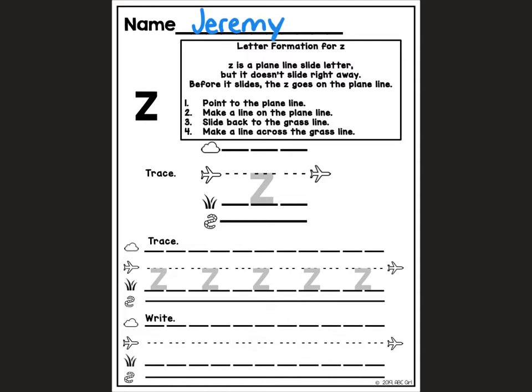Today I'm going to show you how to write the lowercase letter Z. Z is a plain line letter, but it doesn't slide right away. Before it slides, the Z goes on the plain line. So we'll point to the plain line and make a line across the plain line. Then we slide back down to the grass line, and then we make a line across the grass line.